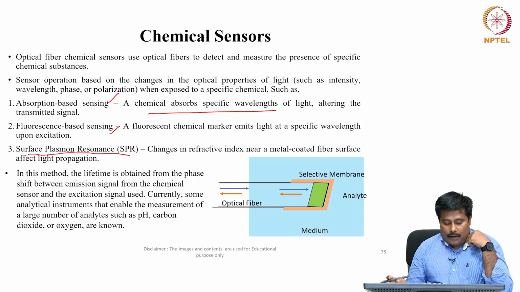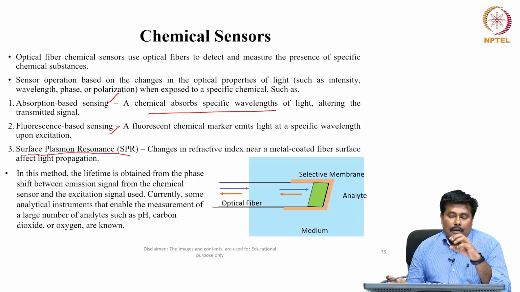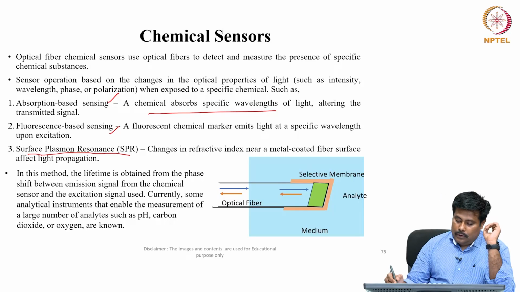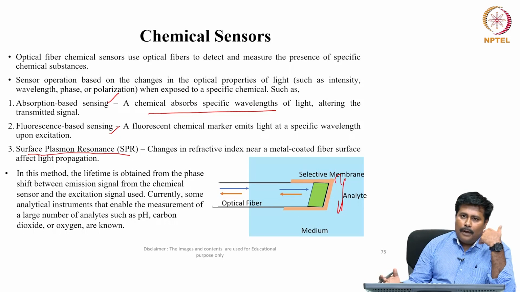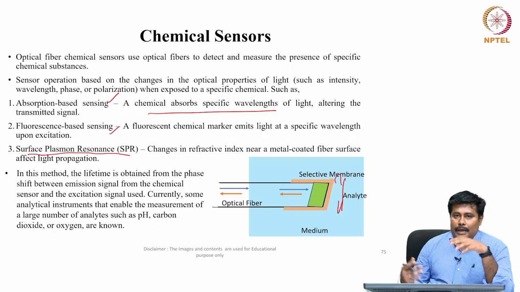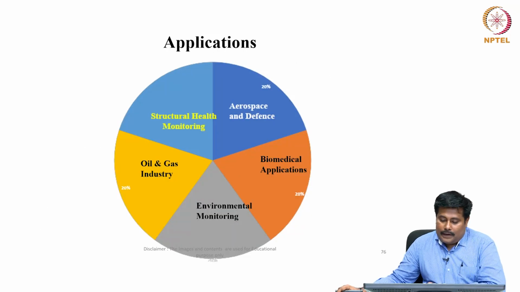Currently, some analytical instruments that enable the measurement of a large number of analytes such as pH, carbon dioxide or oxygen are known. So, this is a kind of an analyte which is being kept in a selective membrane. So, as and when there is absorption based on the selective membrane, there is going to be a change in the overall characteristics.